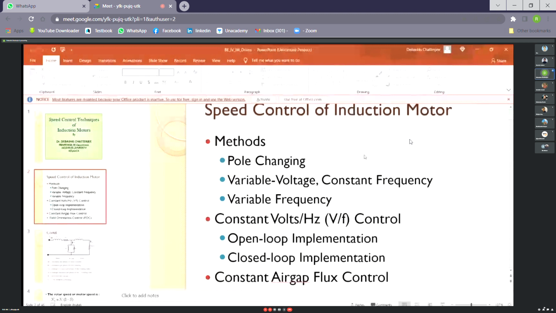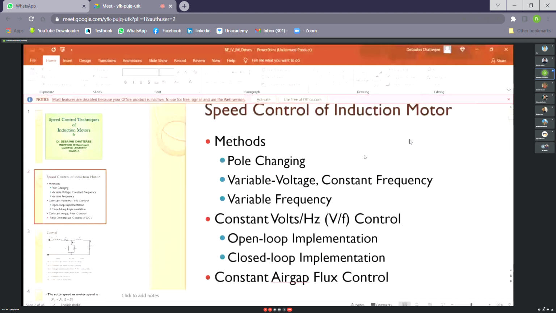So naturally, this rotating magnetic field, what will happen? This will cut the rotor conductors. The rotor conductors are stationary at the instant you impress the voltage. So whenever this field is cutting the rotor conductors, what is going to happen? The rotor winding will be facing an alternating flux linkage, that means changing flux linkage. Now, if you see Faraday's law, naturally there will be an induced EMF in the rotor winding too.